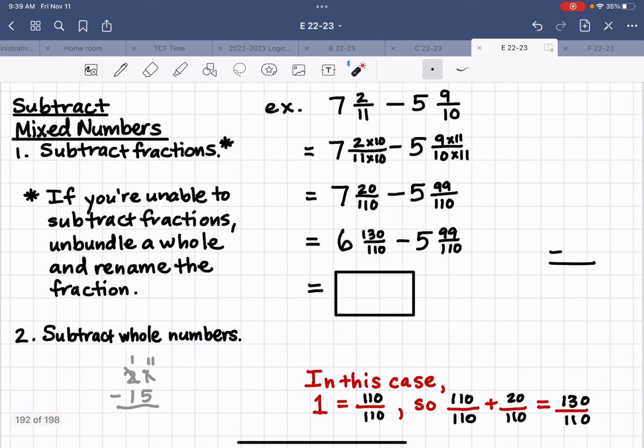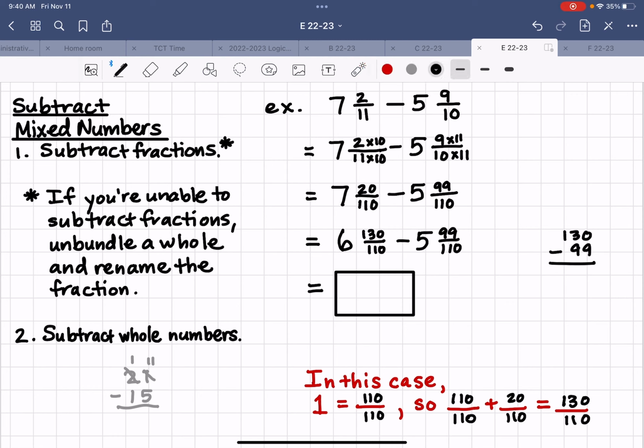So now I ask myself, I haven't subtracted fractions yet, let's do that. Trying to subtract 99/110ths. Do I have at least 99/110ths? Yes, I do. So off to the side, I'm just going to do 130 minus 99, though some of you who are doing mental math can figure it out. I ask myself, I'm trying to subtract 9 ones. Do I have at least 9 ones?